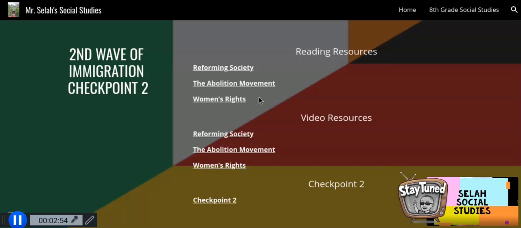And then reforming society. This is where we're going to get into a lot of reformers, the Second Great Awakening. We're going to get into religious reform. We're going to get into temperance, not drinking alcohol, and we're going to be talking about Dorothea Dix and helping the mentally ill. But we're talking about how reform movements started shaping the United States of America.